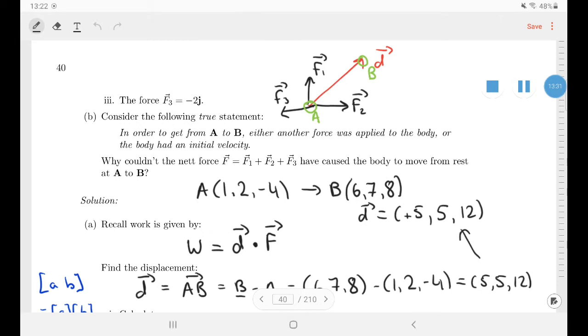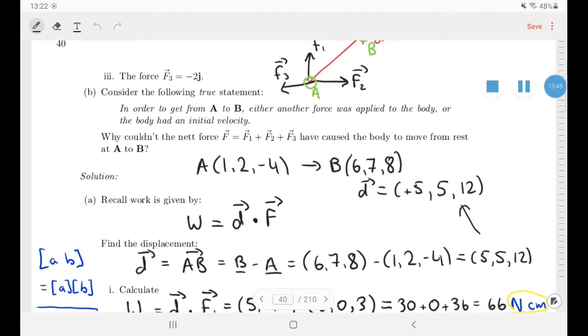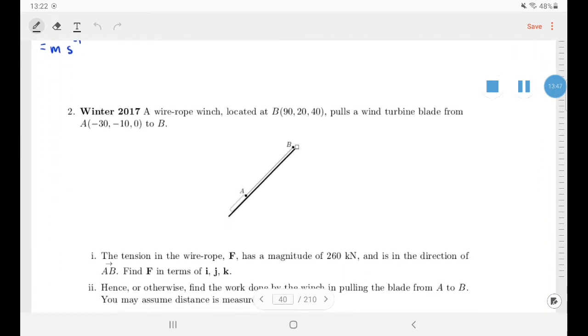But I'm saying, well, what if it has no initial velocity? What if it's initially at rest? I'm saying that to get from A to B, there must have been an initial force. Now, the question is, why couldn't the net force have caused the body to move from rest to B? So I think the best thing here would be to maybe calculate the net force.